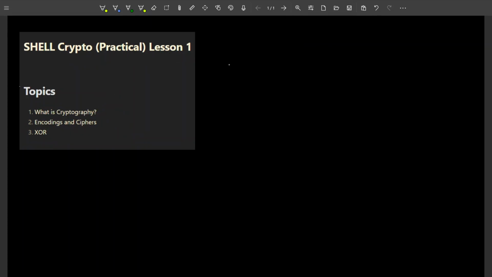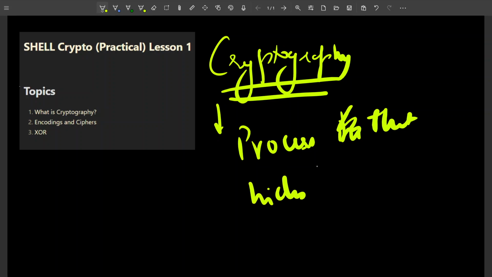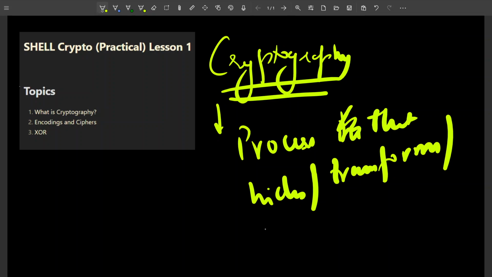I think most of us probably have an intuitive understanding of what cryptography is, and for the most part, we're not going to discuss the academic definition of this term. But for practical purposes, cryptography would refer to a process that hides, transforms or changes information in a way that if a third party, somebody who is not supposed to look at the information, looks at it, they do not understand what the actual information is.